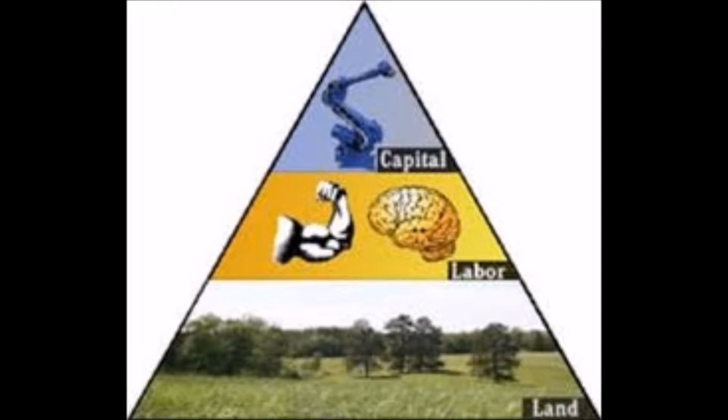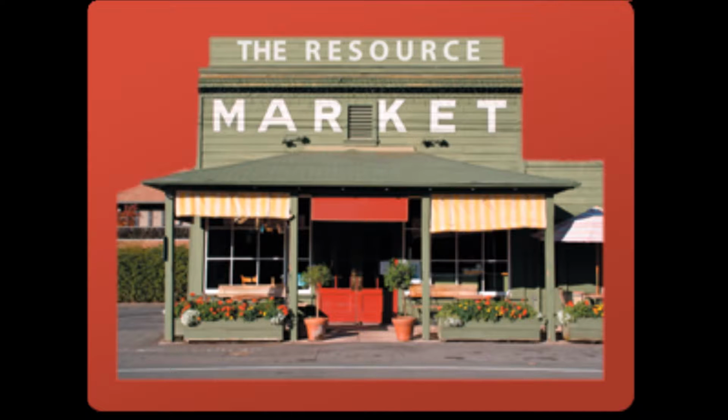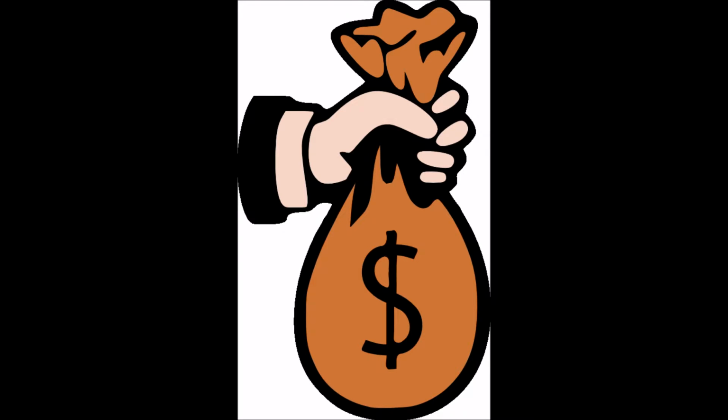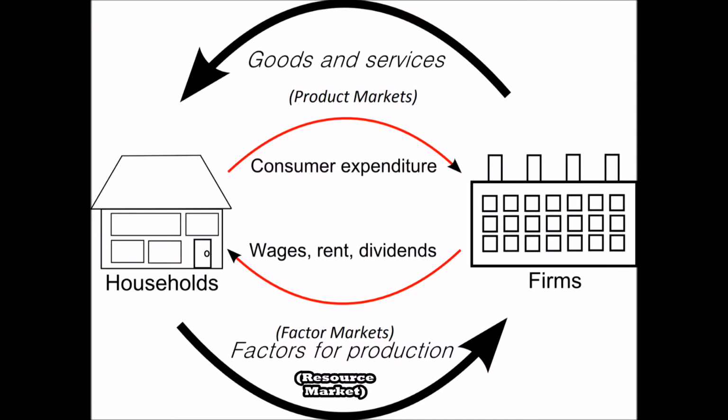The households consist of labor, land, and capital, while firms consist of the goods and services. Land, labor, and capital from the households supply the resource market, and the goods and services from the firms make up the product market. Firms acquire resources with currency from the resource market, which is supplied by the households. Usually, the firms pay wages or salaries to the workforce, which is supplied by the households. This process is done through the resource market.